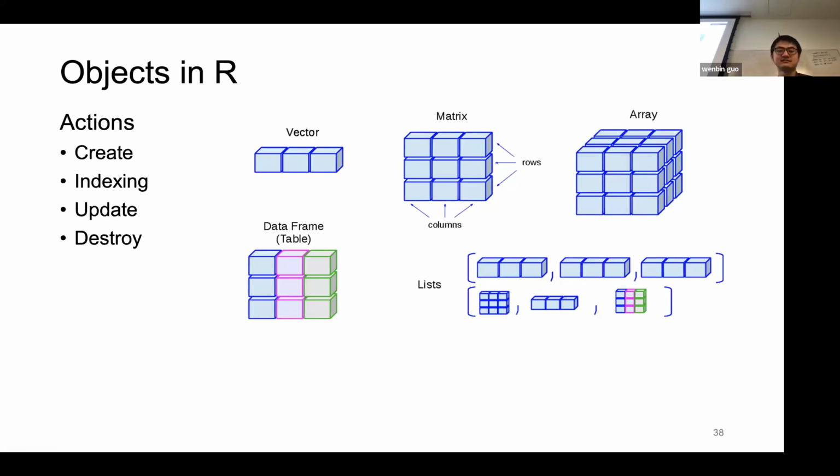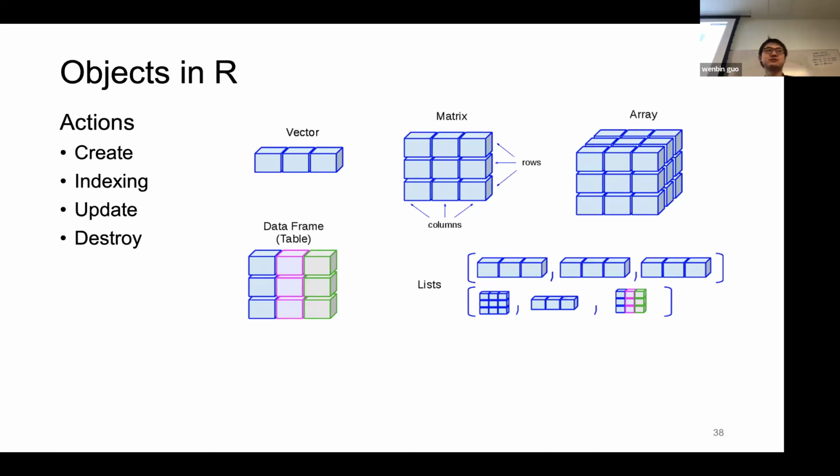So which is like a nested list. So there are so many kind of combinations of the objects. For the objects in R, we will mainly talk about the actions, like how to create such an object, how to index. Index means how we access part of the data, and then how we can do some kind of update, or how to destroy an object.